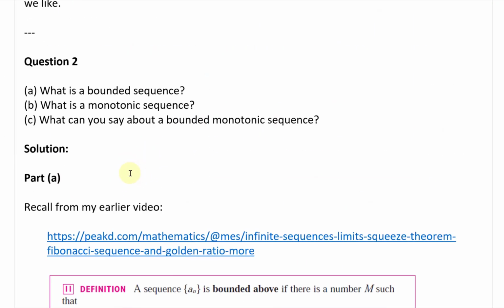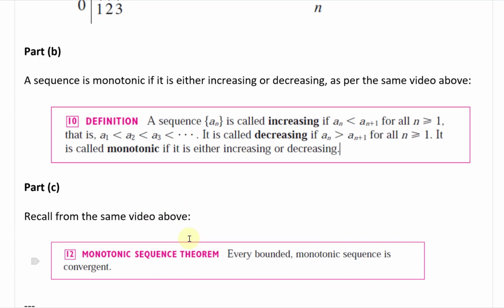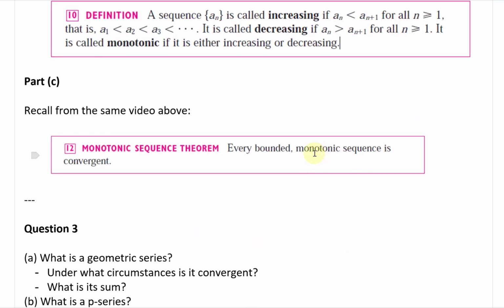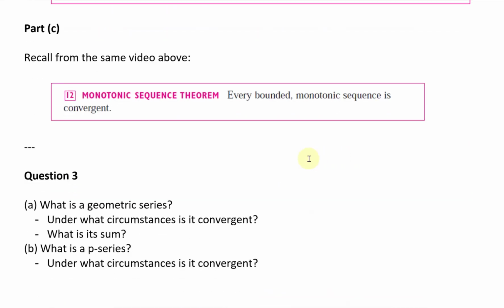So part A is bounded, B is monotonic, and now C is, what can you say about a bounded monotonic sequence? You can recall from the same video above, the monotonic sequence theorem: every bounded monotonic sequence is convergent. For example here, this one is monotonic, it's always increasing, but it has an upper limit. So it's going to eventually be less than M. So in other words, you're going to actually have a limit. It's always increasing in this case, but it's bounded, so it's obviously convergent. Very, very interesting.